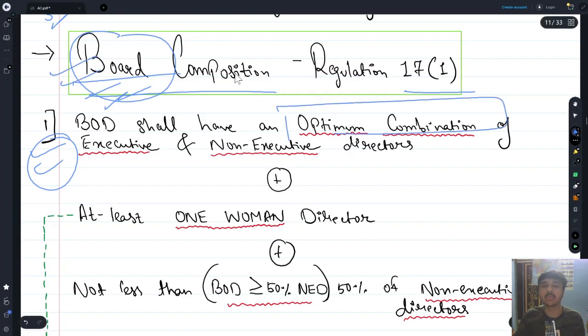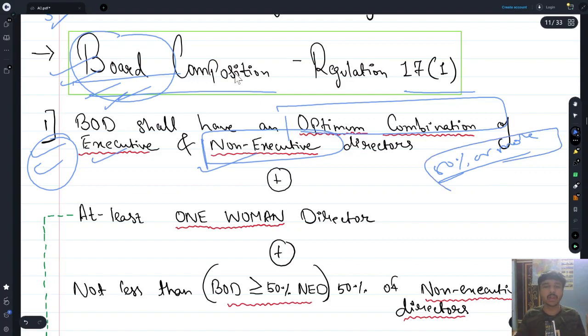It needs to have an optimum combination of whom? Of the ones who are not going to work at all, that is non-executive directors, and the ones who are going to work a little, executive. So the board of directors composition should be a very optimum combination of executive directors and non-executive directors. Now what is optimum? You will ask me, what is this ratio, sir? Basically it means that non-executive directors should be 50% or more of the total board of directors. So the ones who are not going to work should be 50% or more of the board. This is going to be the optimum combination.